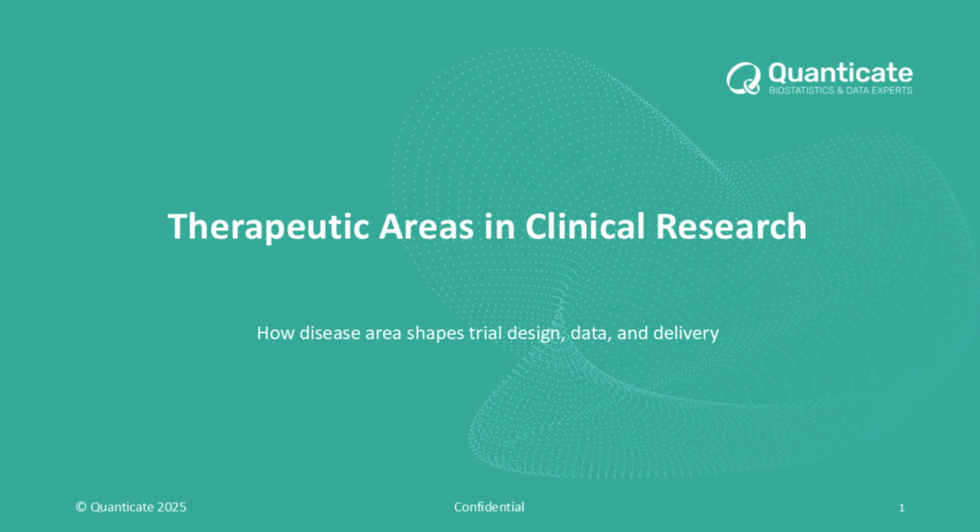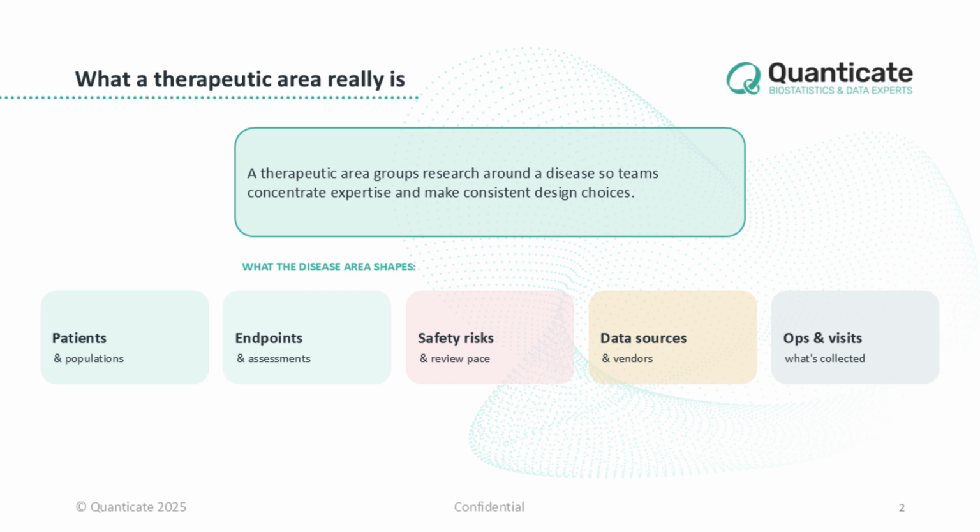Therapeutic areas come up in almost every clinical development conversation. A program might be described as oncology, rare disease, infectious disease, neurology, immunology, or cardiometabolic research. Now, while that label is useful, it is more than a medical category. A therapeutic area groups research around a disease area so teams can concentrate expertise and make more consistent design choices. It shapes assumptions about patients, endpoints, safety risks, data sources, and the pace of scientific change.